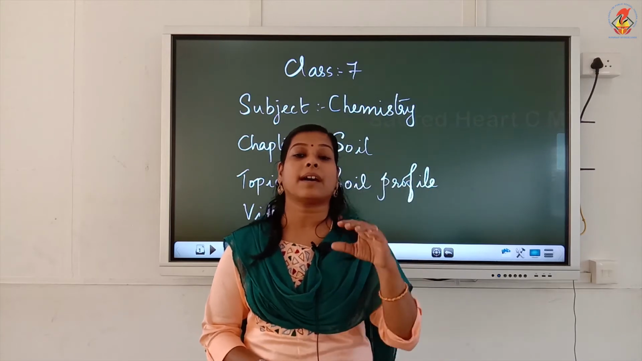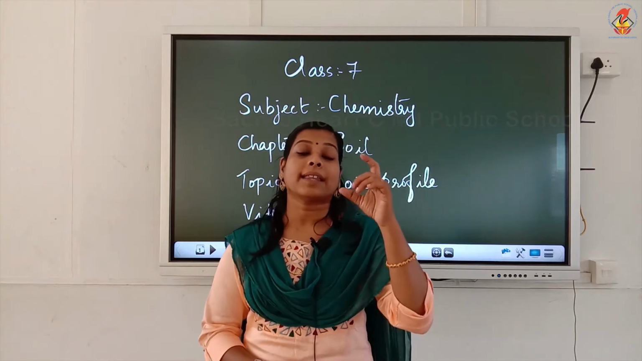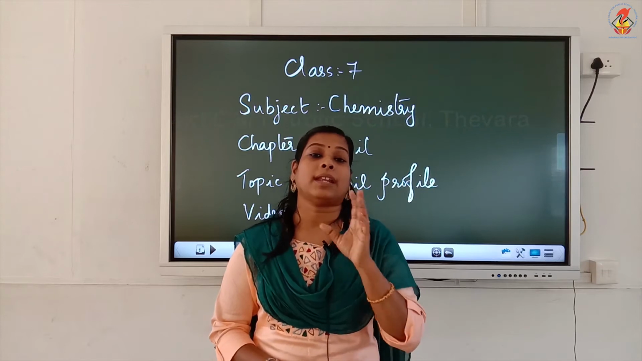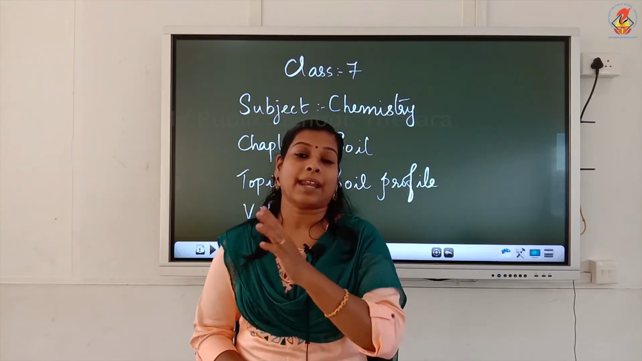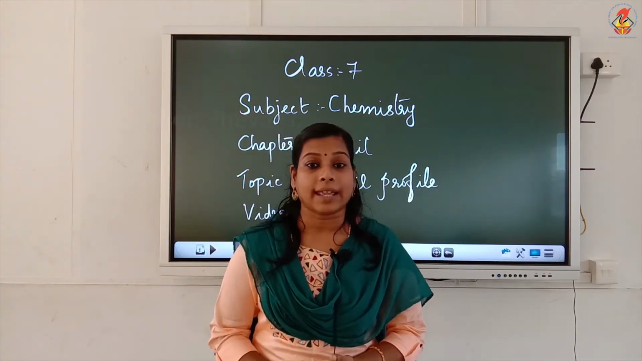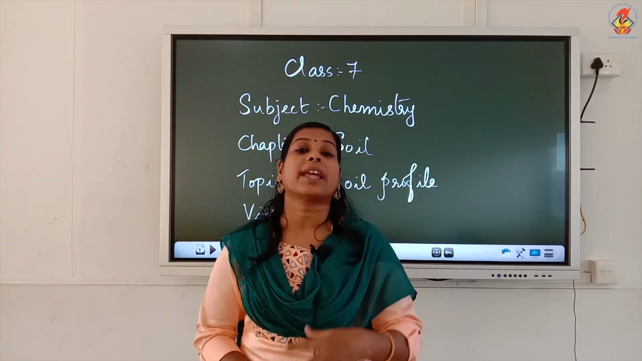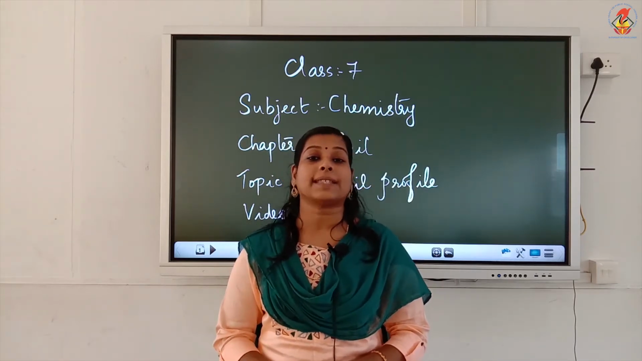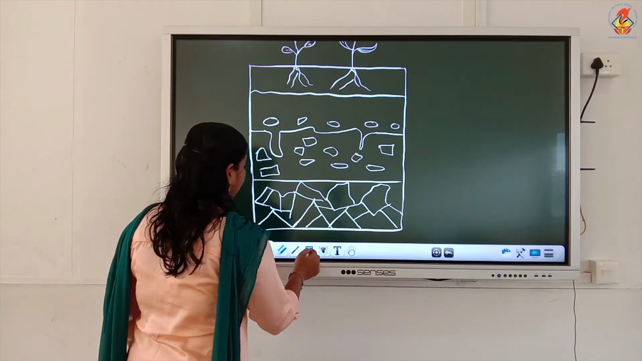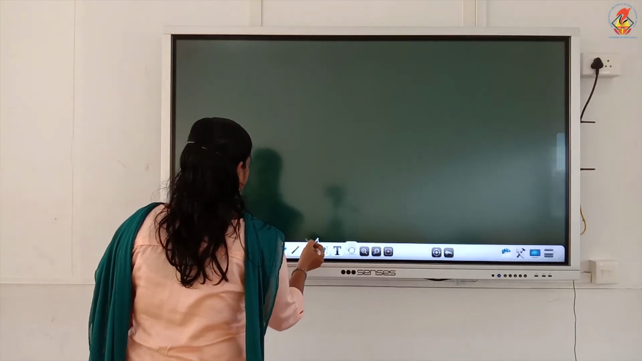The layers will be there, but the composition of the different layers will vary, and the color, texture, appearance, everything will vary depending upon the area, the soil condition or the place. According to that, the layers' composition will vary. We have seen that the different layers of the soil we call horizons.